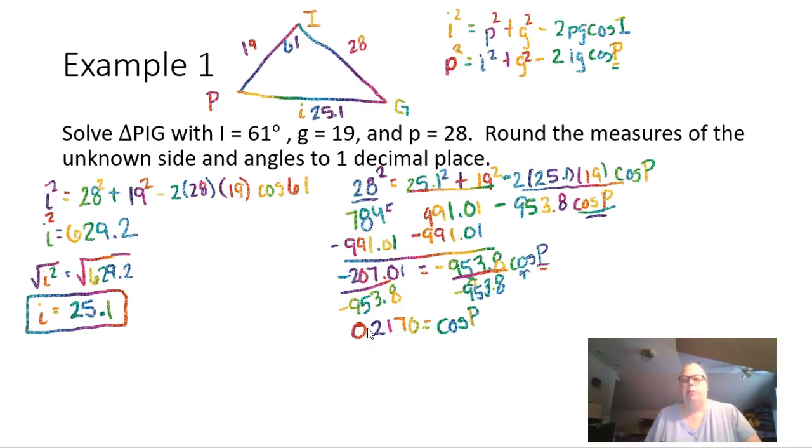So if the cosine of angle P is equal to 0.2170, it must be true that angle P is equal to the inverse cosine of 0.2170. And when we put that in the calculator, we will know what angle P is. And let's round that off to 1 decimal place. And that's giving me 77.5 degrees.